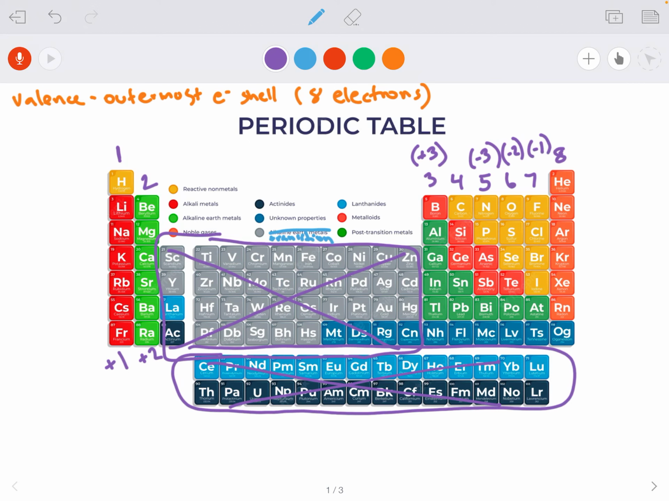Now column 8, those are the noble gases. They already have a full outer shell, so they don't have to bond to achieve that. So they are very unreactive.